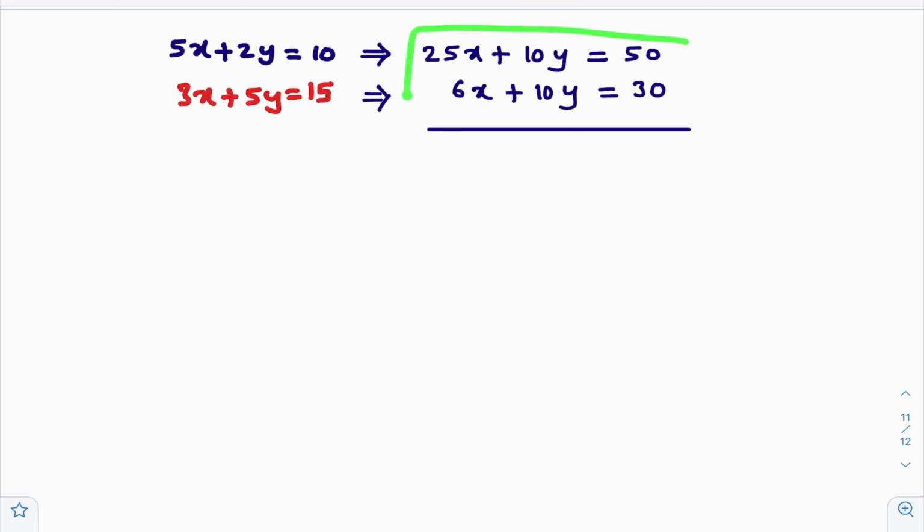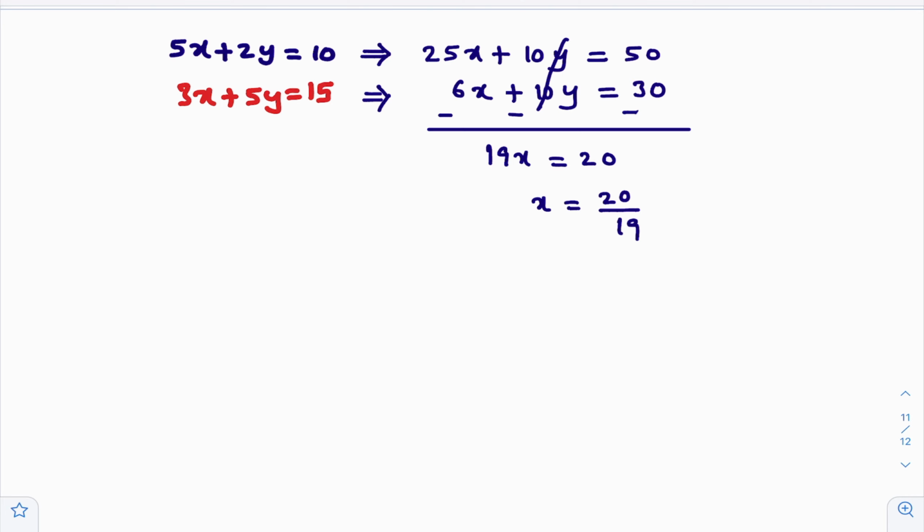Now you subtract these two equations. When we subtract, plus 10y minus 10y will get cancelled. 25x minus 6x is 19x. 19x equal to 50 minus 30, that is 20. So what is x? x is 20 divided by 19. Now you put this x value in this equation to get the y value. 3 into 20 divided by 19 plus 5y equal to 15. This is 60 divided by 19.